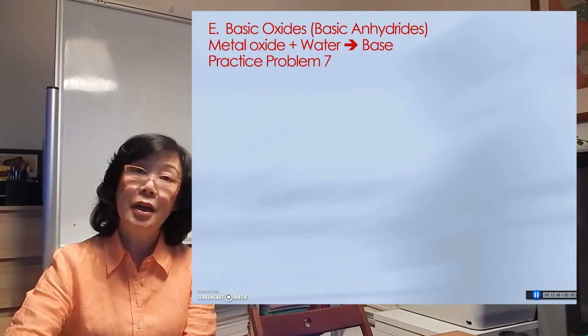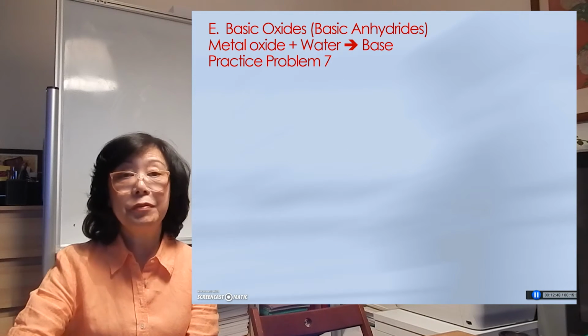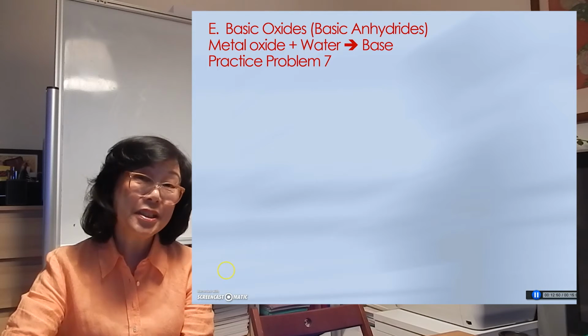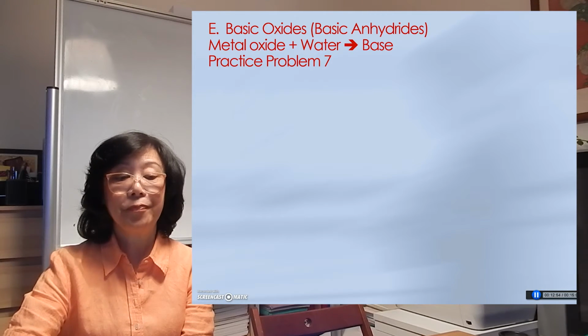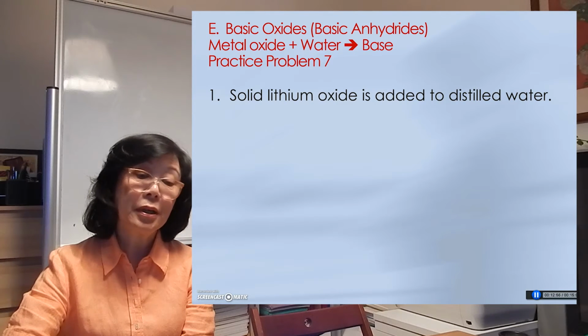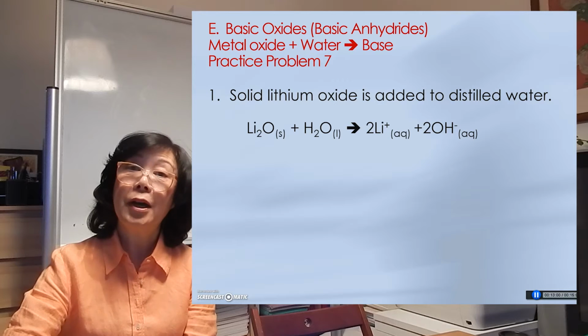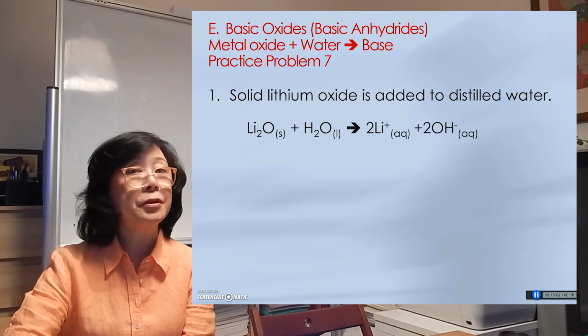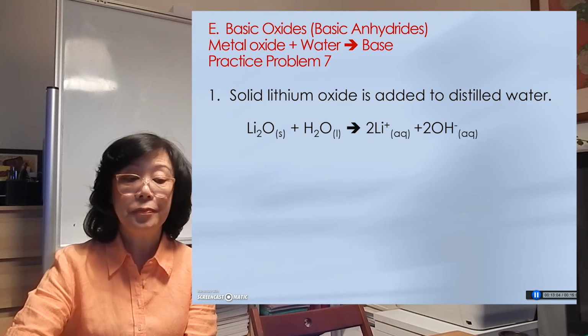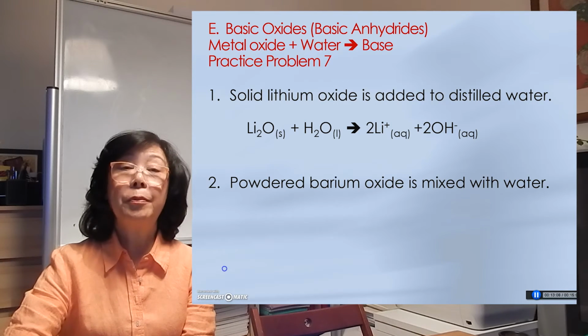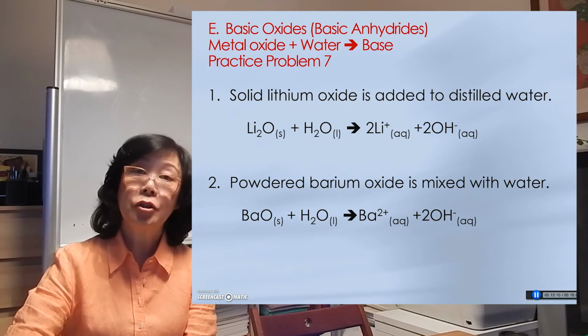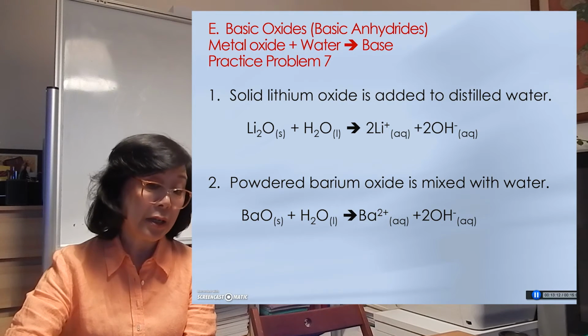Another kind of oxide is metal oxide. When we dissolve them in water, they form basic solution, therefore they are called basic anhydrides. Solid lithium oxide added to distilled water will form lithium hydroxide, a strong base, therefore completely ionized. Powder barium oxide put into water will form barium hydroxide, a strong base again, completely ionized.